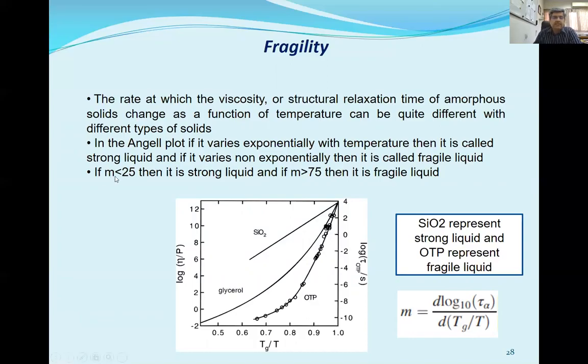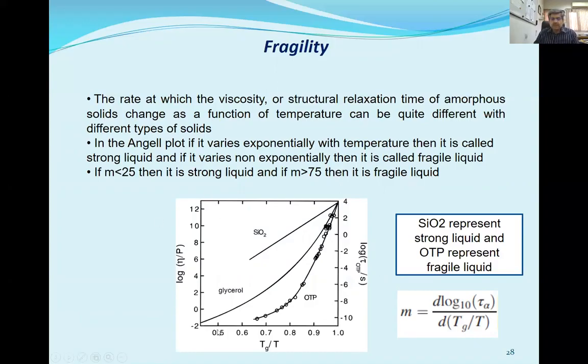And then there is an m value that can be calculated, and if the m value is less than 25, then the amorphous system is called a strong liquid, and if the m value is greater than 75, then it is called a fragile liquid. By liquid, we are referring to the supercooled liquid state. We do not mean that the sample is actually a liquid. So this liquid refers to the supercooled liquid state.